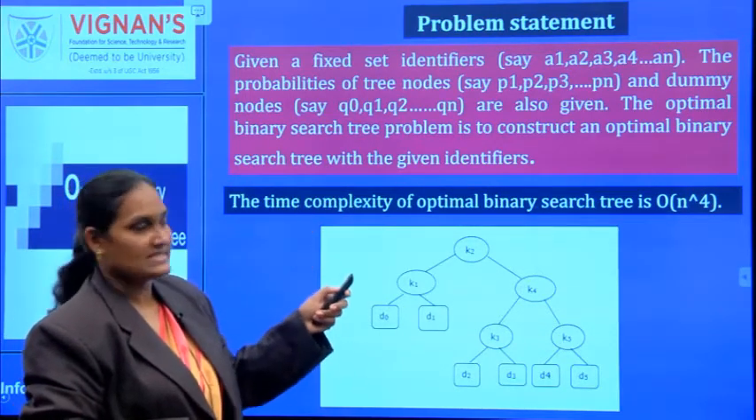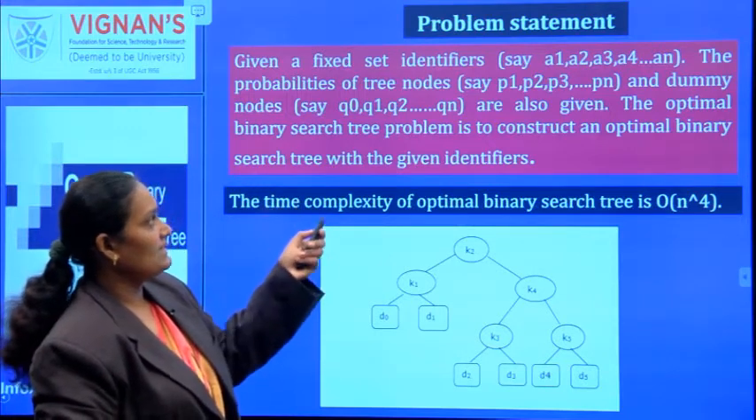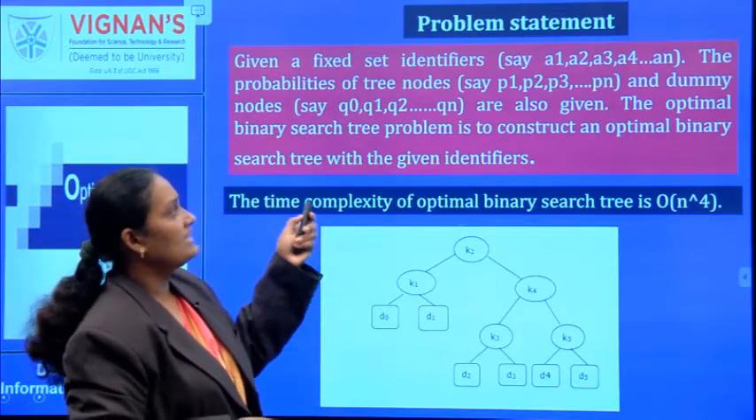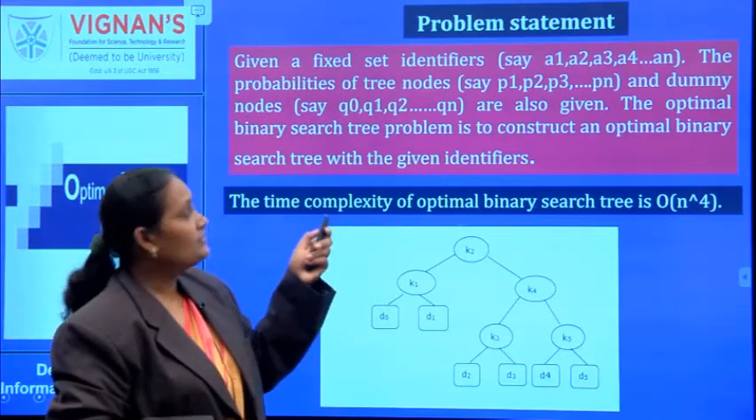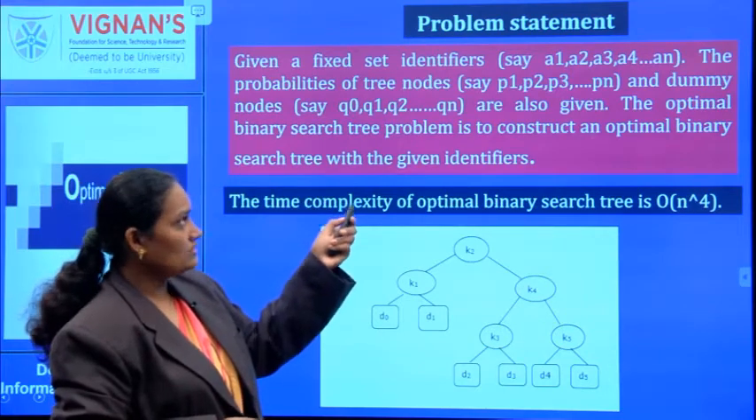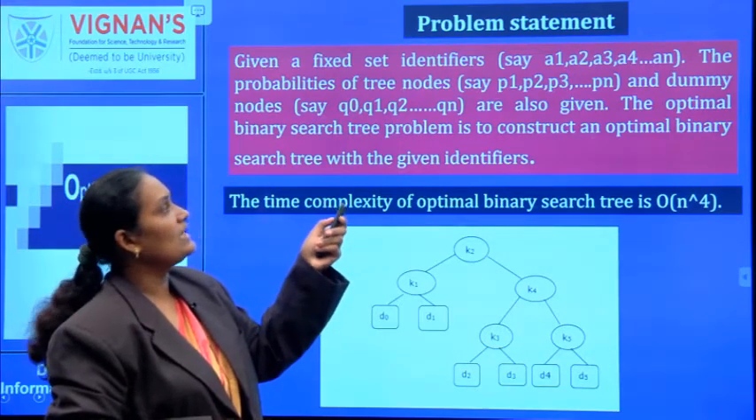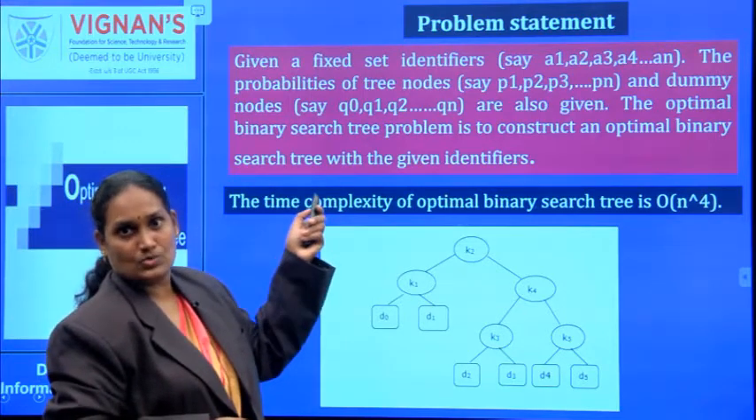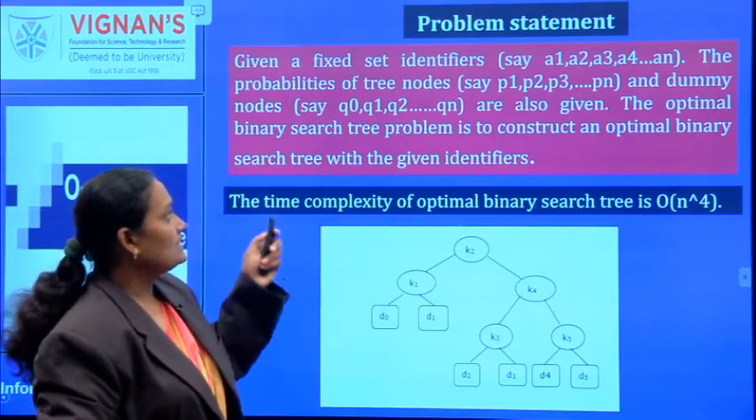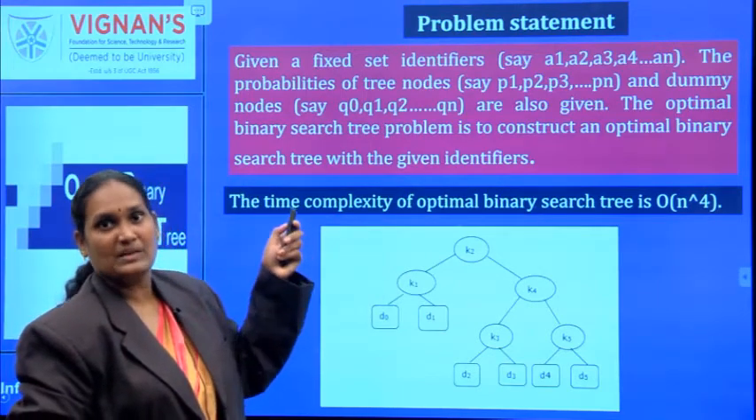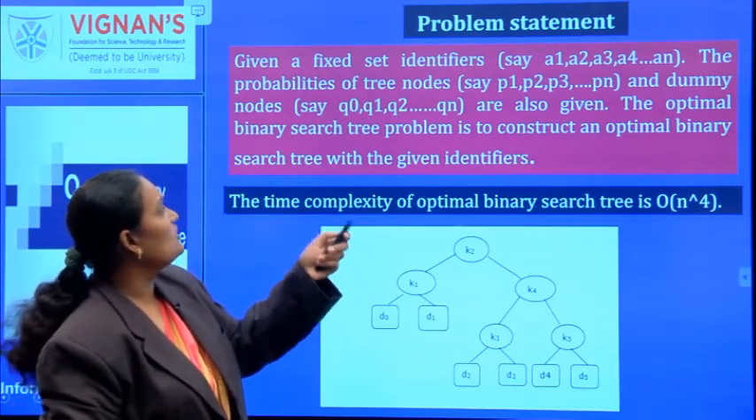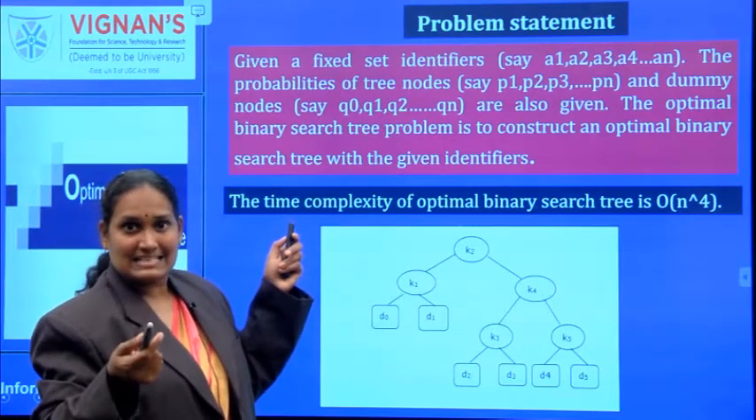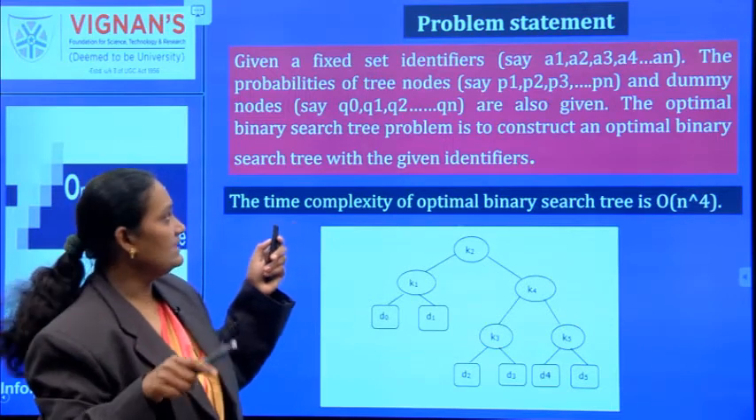Those fixed set of binary tree elements are A1, A2, A3, so on, up to An. We are also given the probabilities of tree nodes, which are P1, P2, P3, so on, Pn, and dummy probabilities, which are Q0, Q1, Q2, so on, Qn. You can observe the probabilities of tree nodes are represented from P1 to Pn, and the probabilities of dummy nodes are represented from Q0 to Qn. That is, there is one dummy node extra compared to the given key elements in any binary tree.